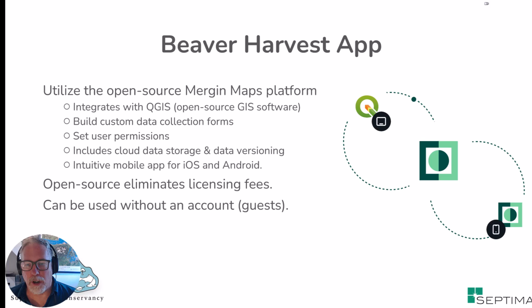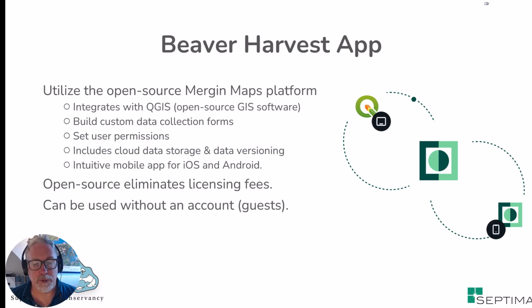So our plan for a beaver harvest app utilizes the open source Mergin Maps platform. So it integrates well with QGIS, which is leading open source desktop GIS software. These next couple points would be not things the public would have to worry about. These would be for the agency managing the beaver trapping. But it's easy to build custom data collection forms, set user permissions. It includes cloud data storage, data versioning. For the trappers, it has an intuitive mobile app for both iOS and Android.